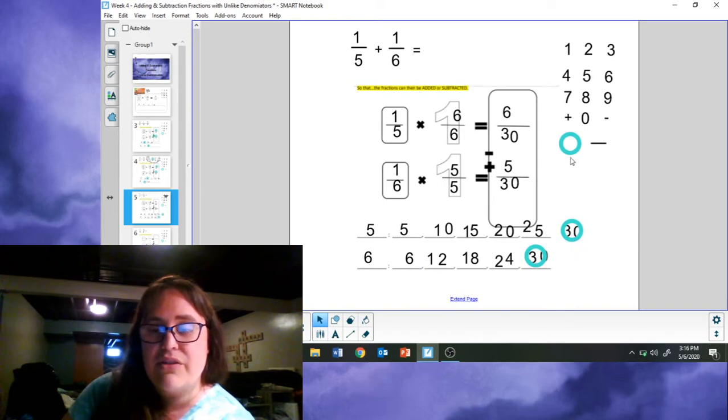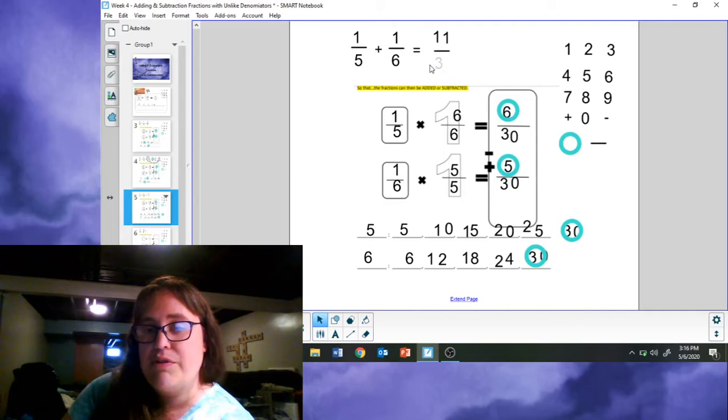Now our piece sizes are the same, and we can add. Again, you just add your numerators. So you've got 6 plus 5. 6 plus 5 is 11. And your denominator stays the same, so it is 30.